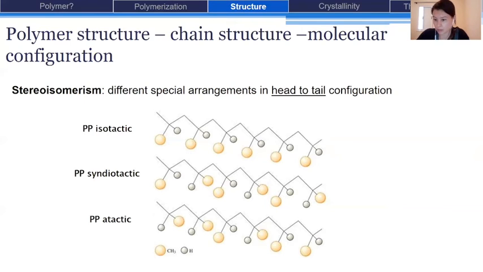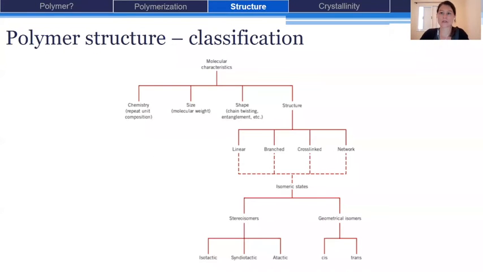And these 3 polymers, even if they have the same chemical groups and the same chemical composition, have different properties and so different uses. Okay, so let's summarize. We describe the polymer structure from the chemistry of the repeating units, the molecular weight, the shape of these molecules, so the conformation. Then we describe the different structures that we can find and the configuration in polymers.